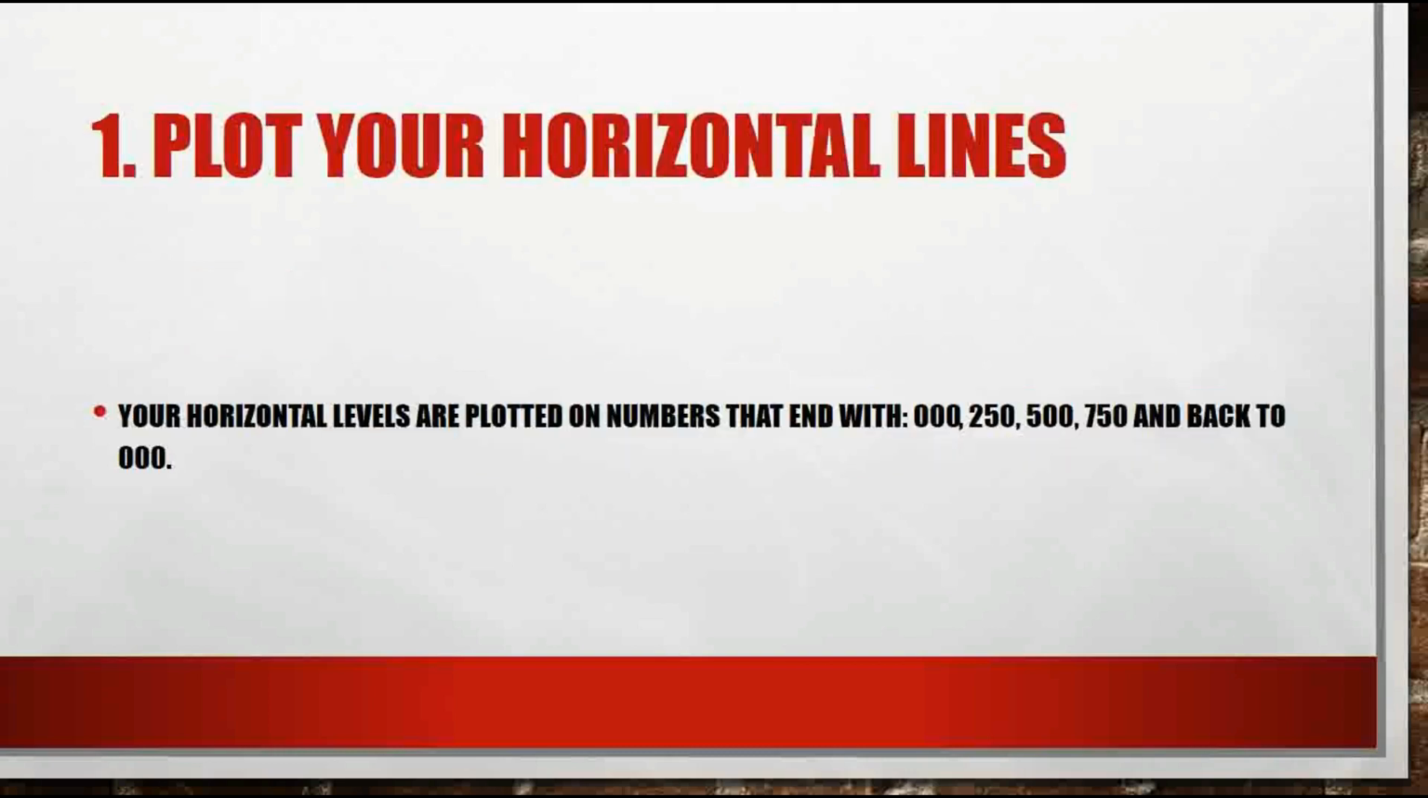Your horizontal levels are plotted on numbers that end with 000, 250, 500, 750, and back to 000. A lot of people use the 100, 200, 300, and 400, and so forth. But when I used it, I used to experience a lot of losses. Ever since I changed to this one, a lot has been happening. A lot of banking has been happening.